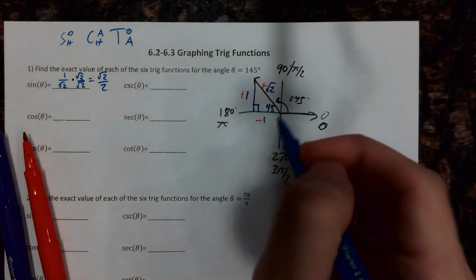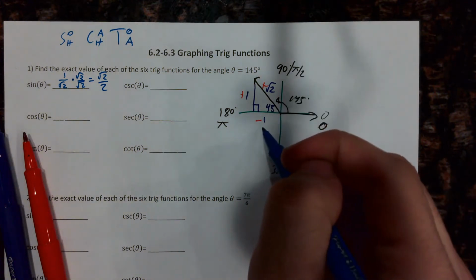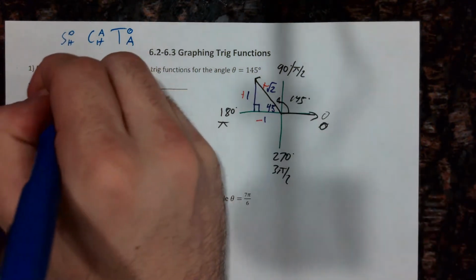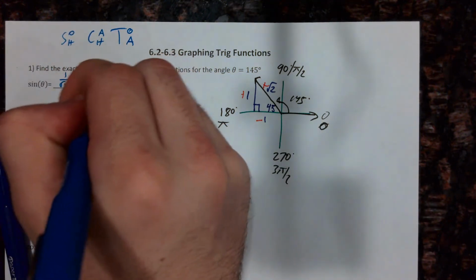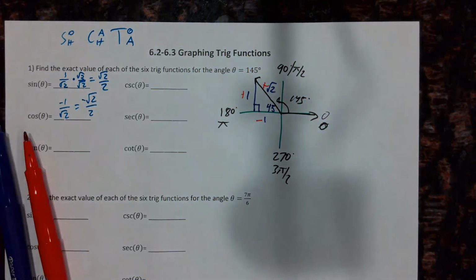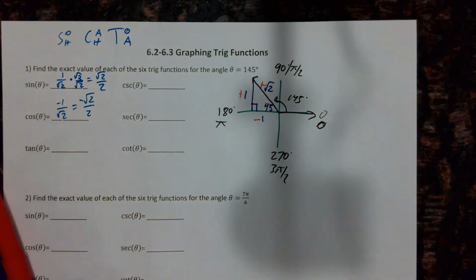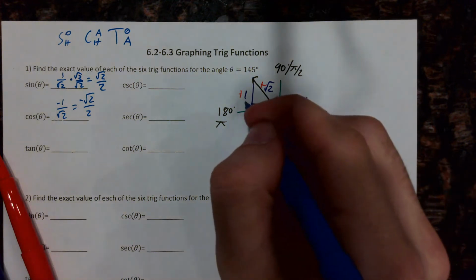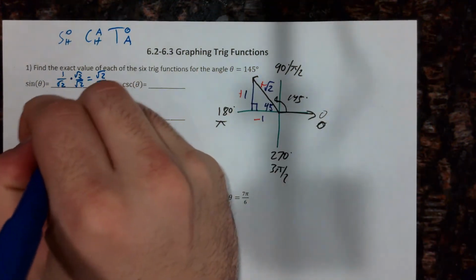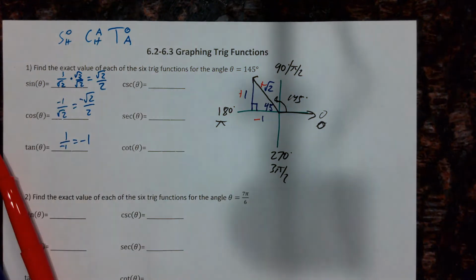Cosine is now negative 1. It's this side, adjacent over our hypotenuse. Negative 1 over root 2. Same rule, it's just going to turn into root 2 over 2. However, this one's negative, so that one's going to be negative as well. And then lastly, tangent is going to be opposite over adjacent, which is 1 over negative 1. So that becomes negative 1.